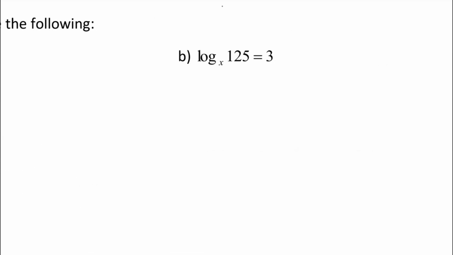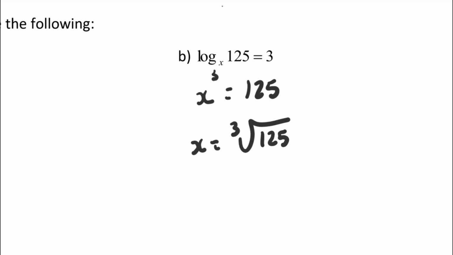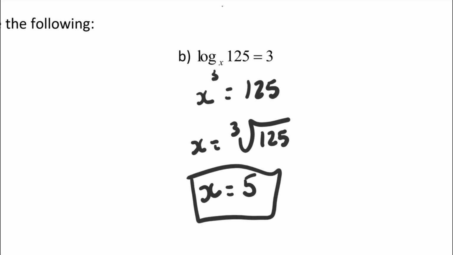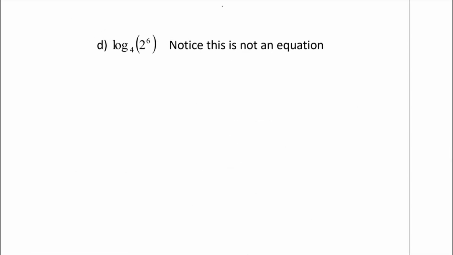Log base x of 125 is equal to 3. So if we write it in exponential form, it's x to the power of 3 is equal to 125. Which means that x is equal to the cube root of 125, which means that x must be 5. So again, if it's easier for you to write it in exponential form, by all means, make sure you do so.